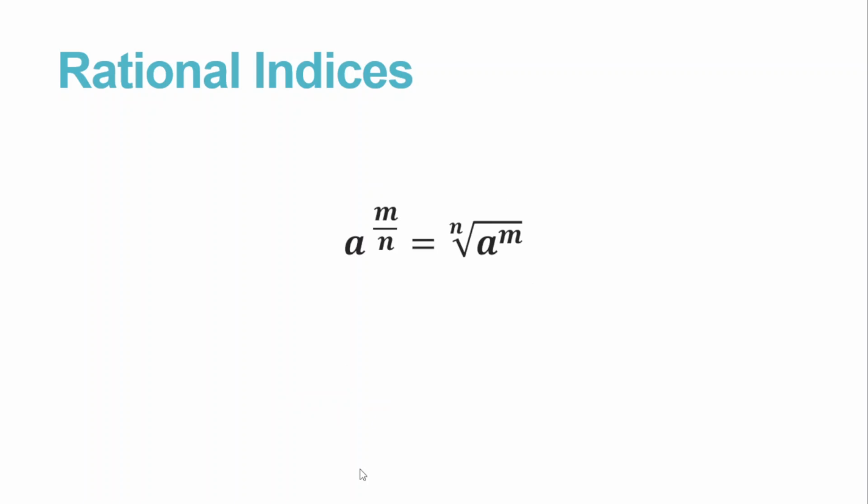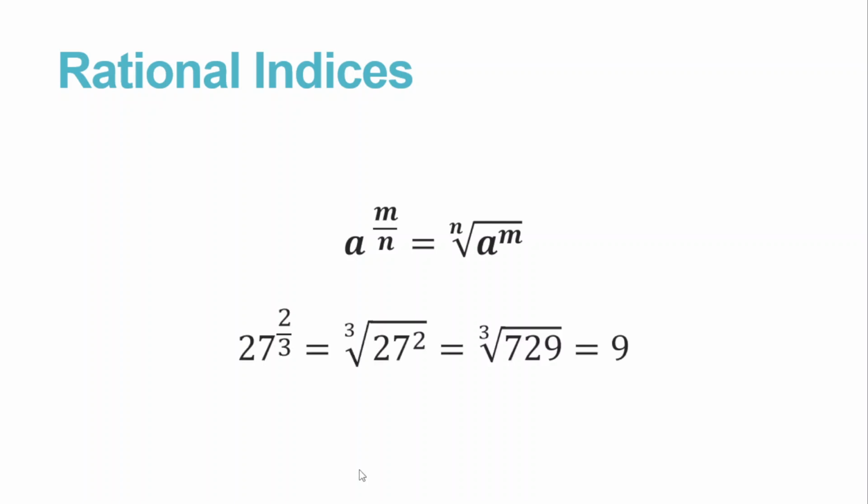Next, let's say we have a raised to m over n, so that's just the nth root of a raised to m. Easy as that. We have 27 raised to 2/3. If you follow the formula, you can simplify that. You can square the 27, which will give you 729. And if you plug the cube root of 729 into the calculator, that will give you 9.